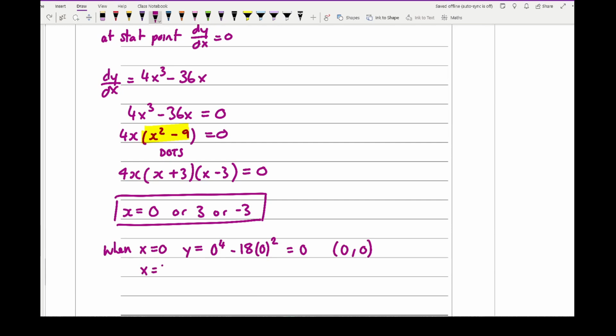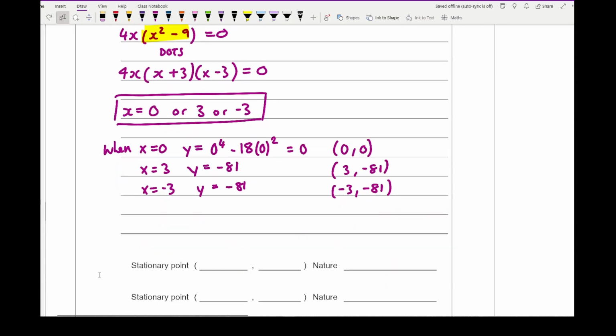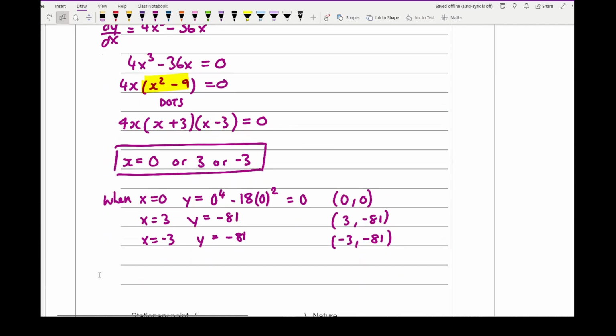When x equals 3, y is going to equal -81, so another coordinate is (3, -81). And when x equals -3, y is going to equal -81, and so we get (-3, -81). So there are three coordinates. Now all that's left for me to do is to state the nature of those.